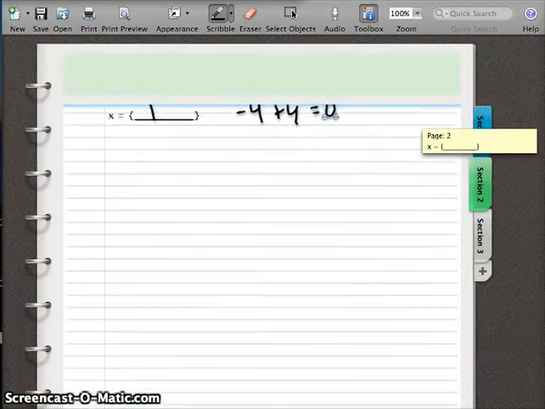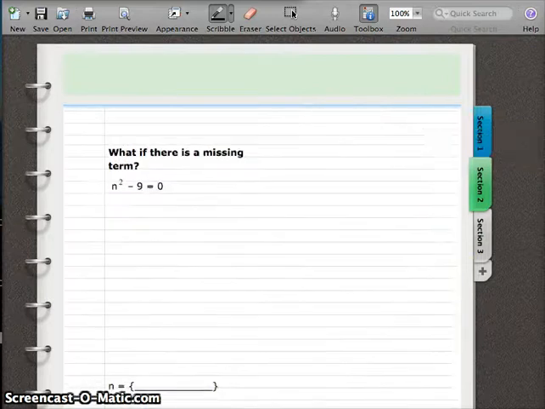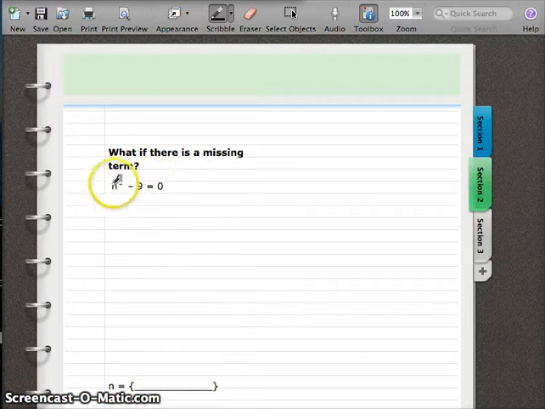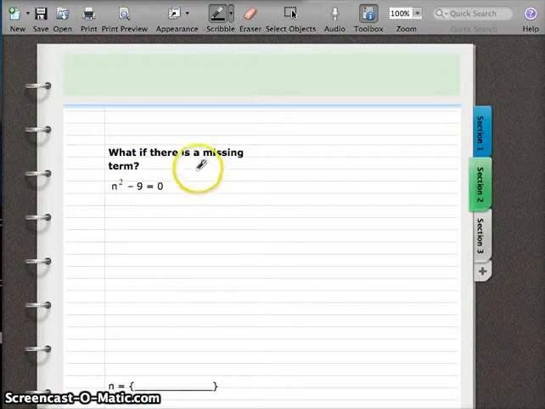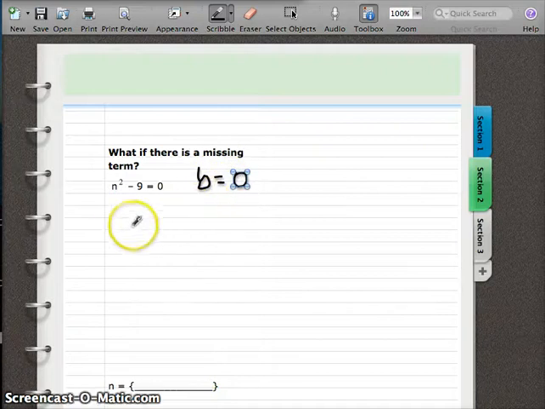Alright, let's keep going here. What if there's a missing term? If you ever don't have either b or c, if it's a quadratic, you're supposed to have a. A is always 1 at least. So you'll only be missing b or c. Well, they either equal 0 if they're not there, or they equal whatever they are when they're present. So b in this case equals 0. It's not there. So that's going to make this problem hopefully pretty easy.